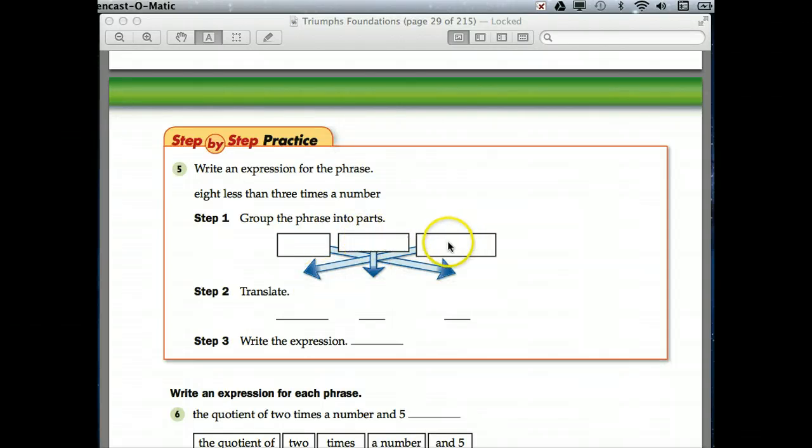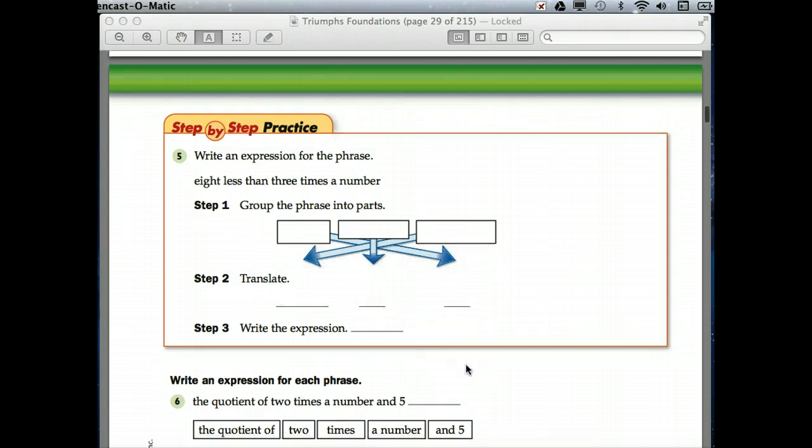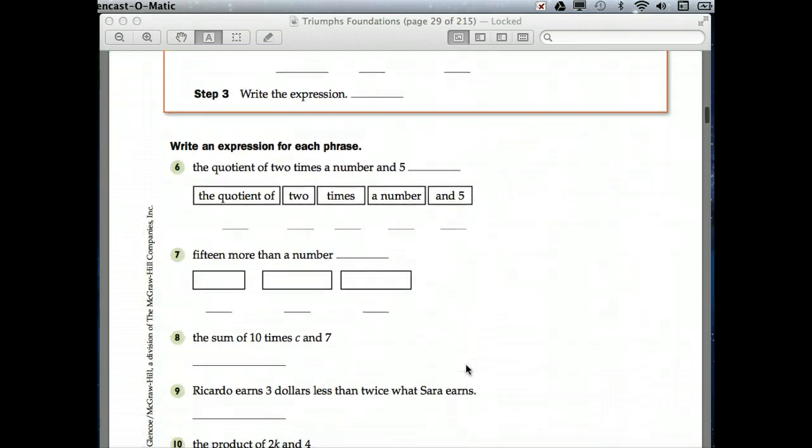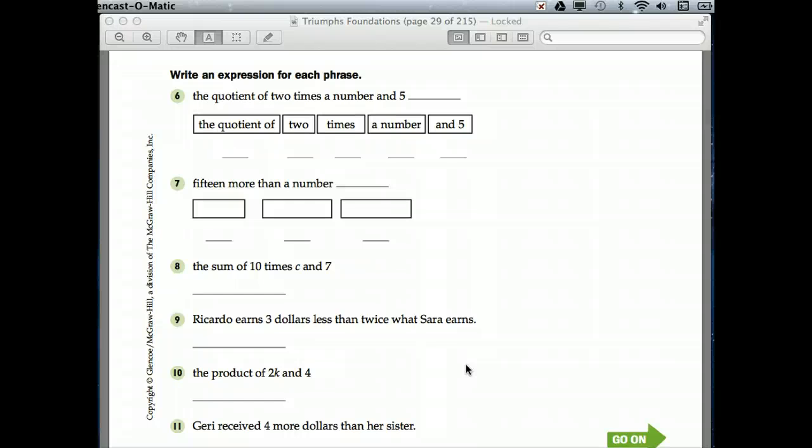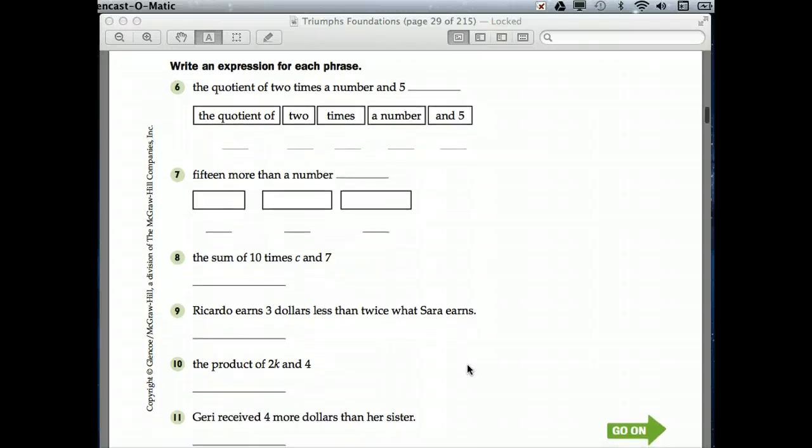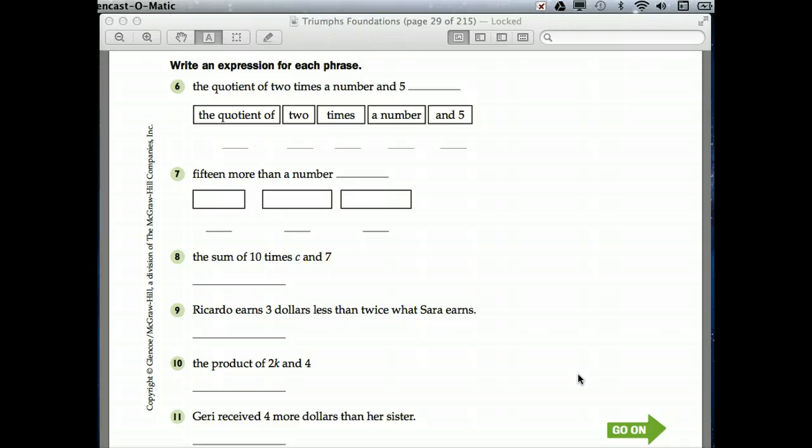So let's translate that. We're going to put 3n minus 8, because it's 8 less than 3 times a number. So we would write our expression 3n minus 8. Good job. That was a little practice together. Now there's a few more for you to work on. I'll let you pause the video. You guys can work together on these and then restart the video when you're done.